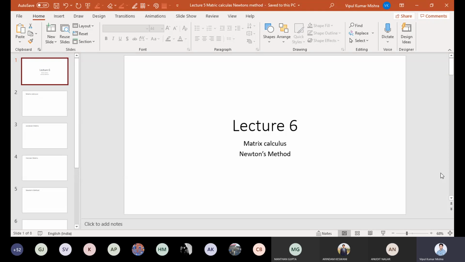One learning method we have seen is gradient descent, right? Today we will see another learning method, that is Newton's method, and then we will compare which one is better, in which situation we can use gradient descent, and in which situation we can use Newton's method. So we'll see both the things.